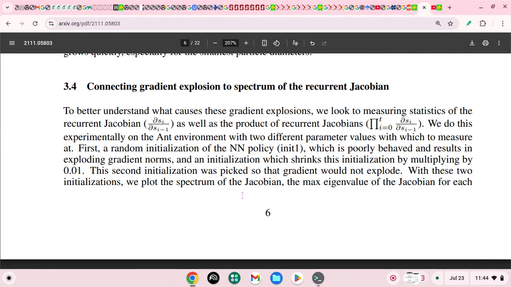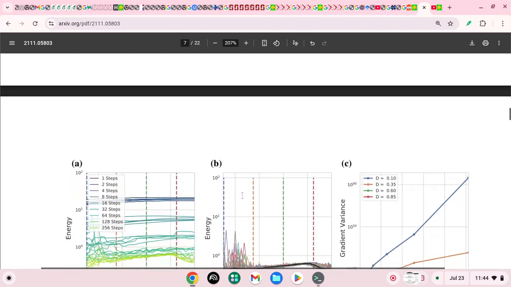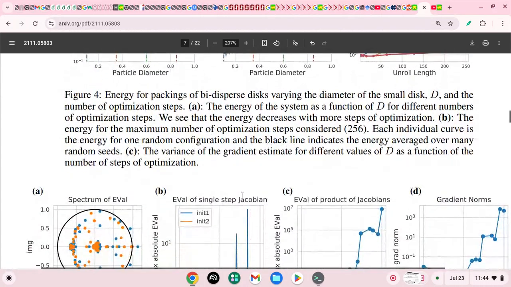We need to compute the Jacobian matrix, and it is involved in updating the parameters. It involves the gradient of the loss function. That gradient involves products of Jacobians, and the properties of the Jacobians, mainly related to the eigenvalues, will determine whether the process explodes or converges.